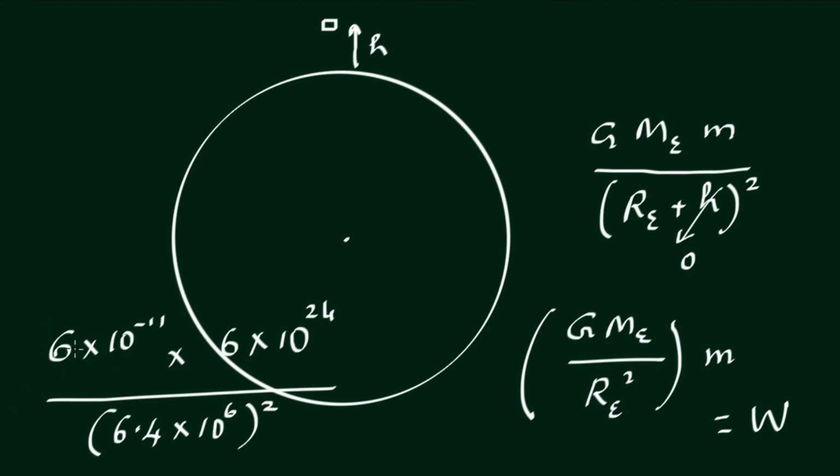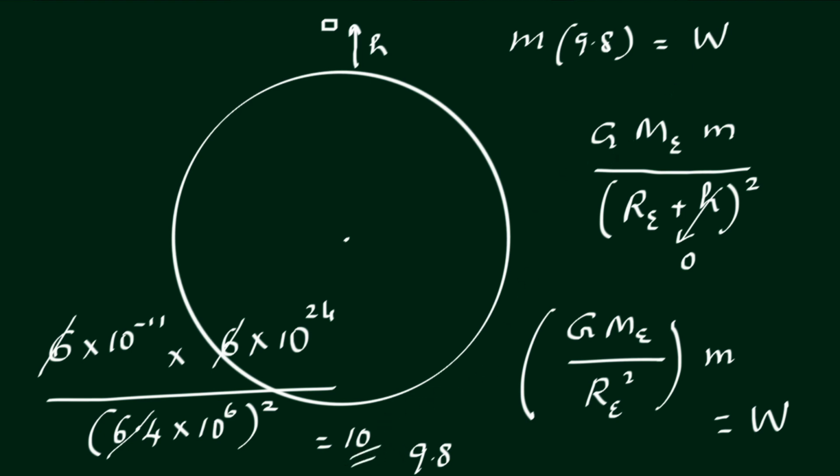So let's do a very rough calculation. 6 times 6 will cancel with 6.4 squared. And I end up with 10 power 12 in the denominator, which goes into 10 power 24 gives me 10 power 12. 10 power 12 into 10 power minus 11 gives me 10. If I had done this calculation carefully, I would have gotten 9.8 as the answer in SI units. So I just have to multiply the mass of any object by this number 9.8 to get the weight of the object. From now onwards, we're going to take the number as 10.